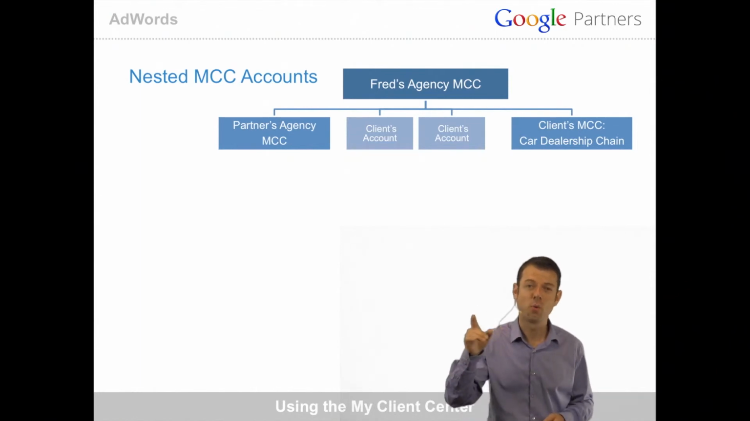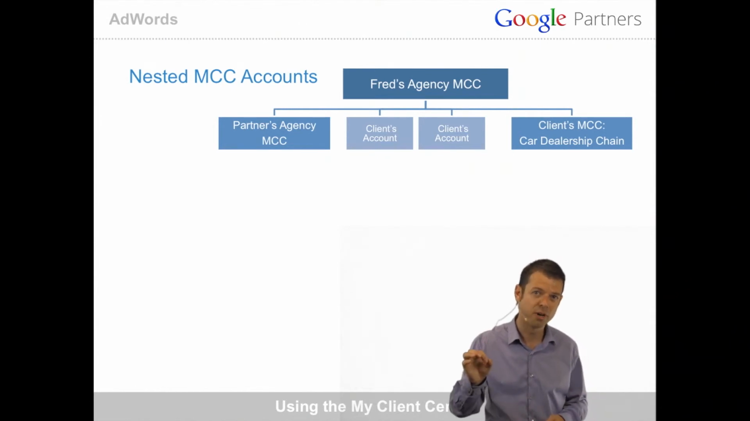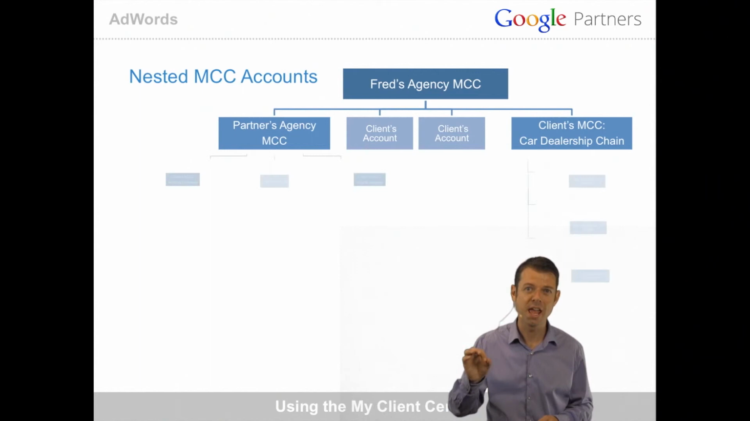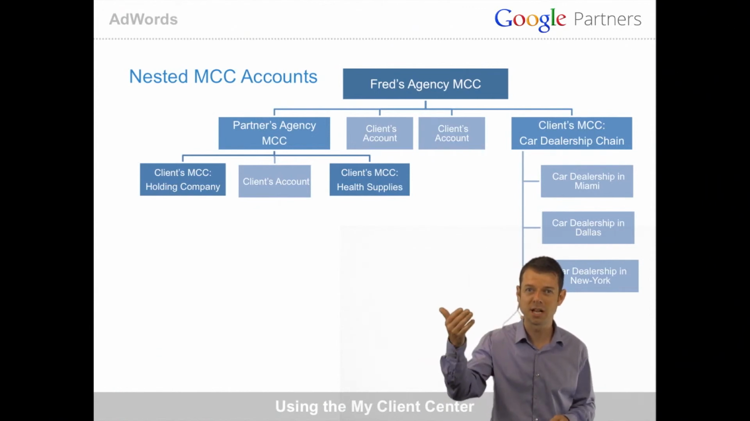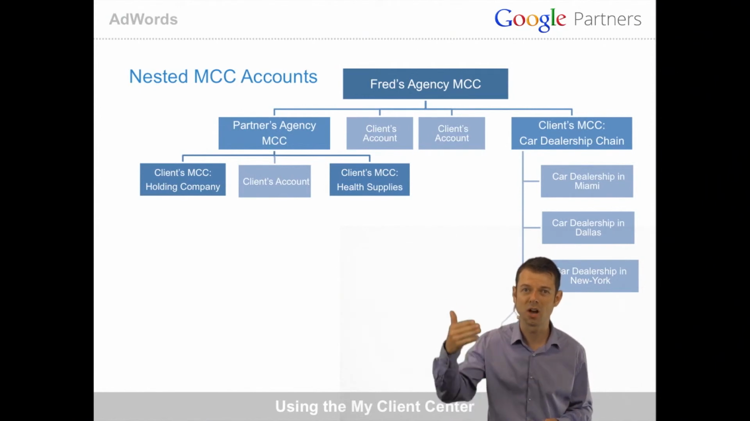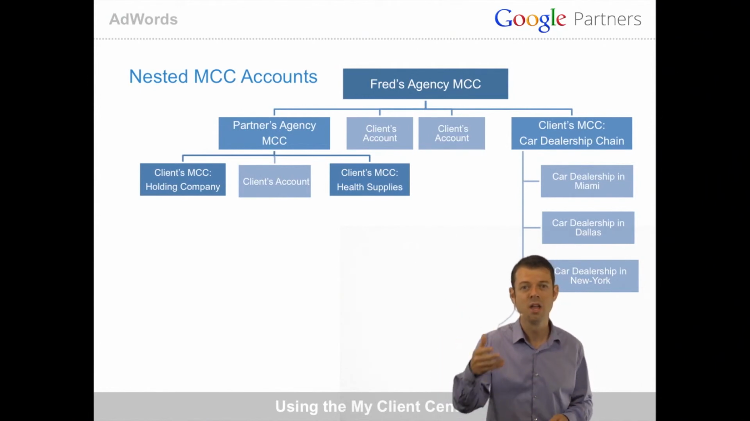Now, note that one of the accounts that we're managing is a car dealership group. And that car dealership group, even though they're an advertiser and not an agency, they have multiple accounts below them. Because they have a location in Miami, they have one in Dallas, they have one in New York. And so rather than managing everything out of a single account, you can see they've set up an MCC for themselves, and below that MCC, they've linked all of those accounts. Now, you can see how the structure is getting more sophisticated now, right?